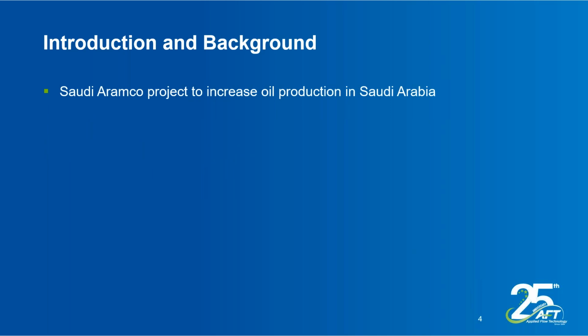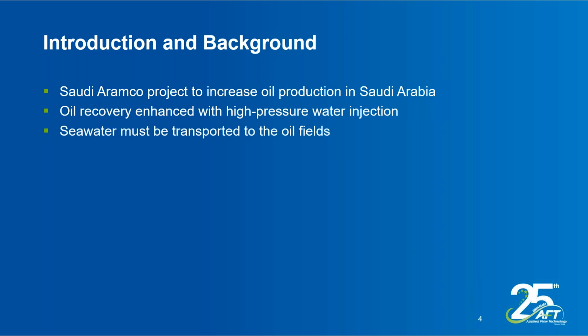Saudi Aramco was tasked with a project to increase oil production in Saudi Arabia. And they were going to do that through the use of water injection. So they would inject very high pressure water back into the oil reservoirs to help recover more oil out of the wells. And so in order to do that, they were using seawater, and they had to get the seawater to the oil fields because the oil fields are very far away from the coast.